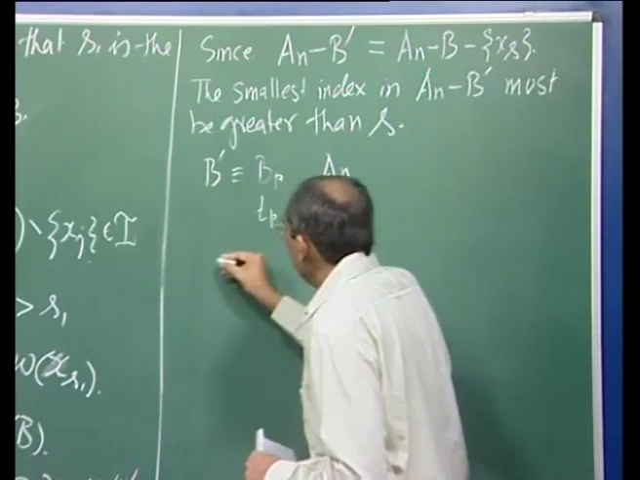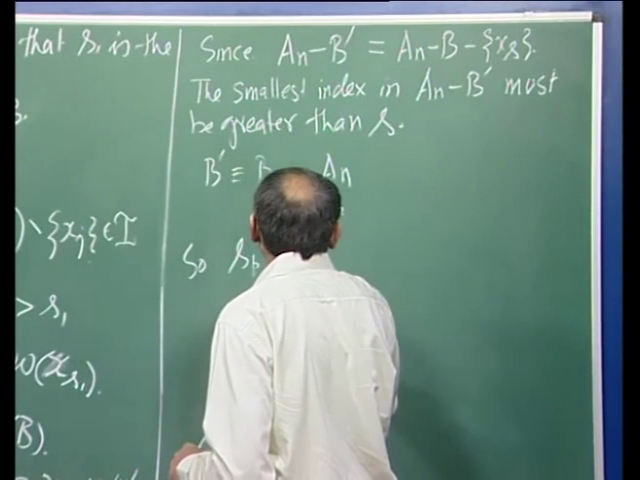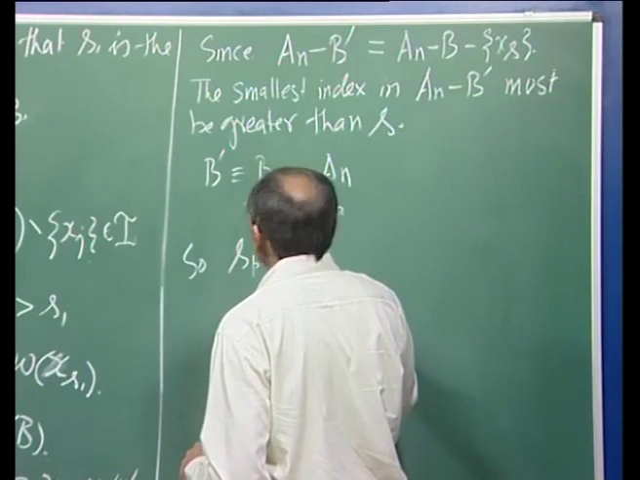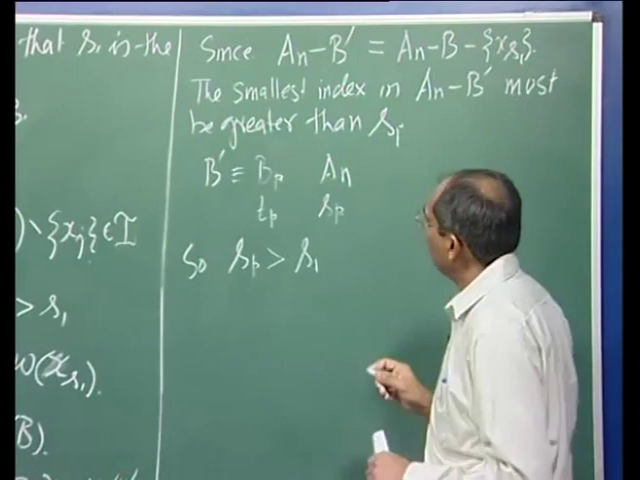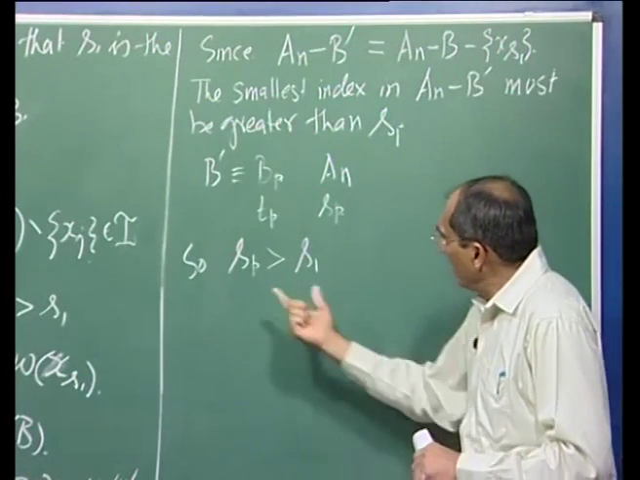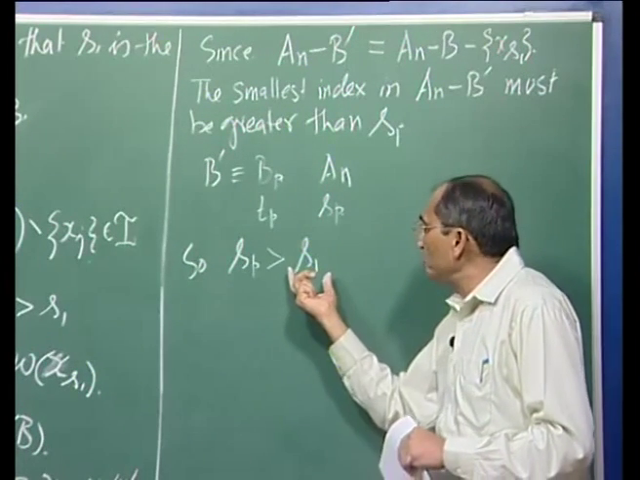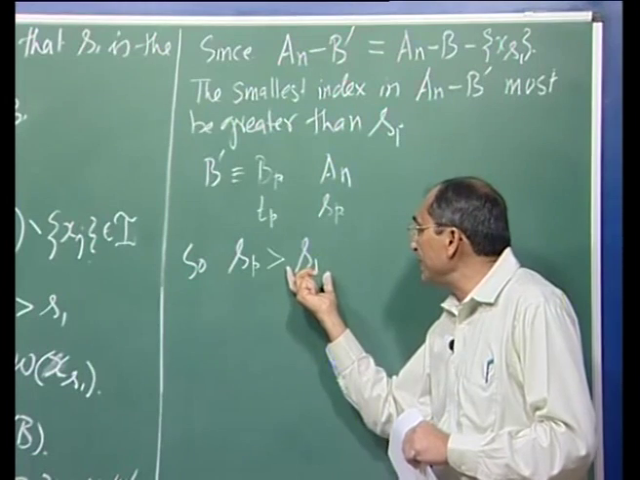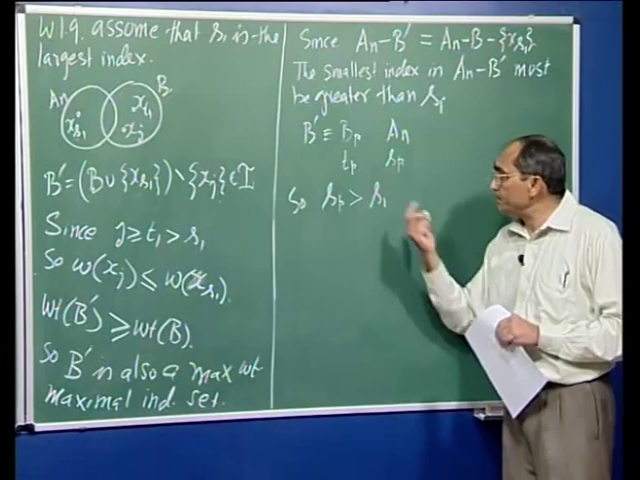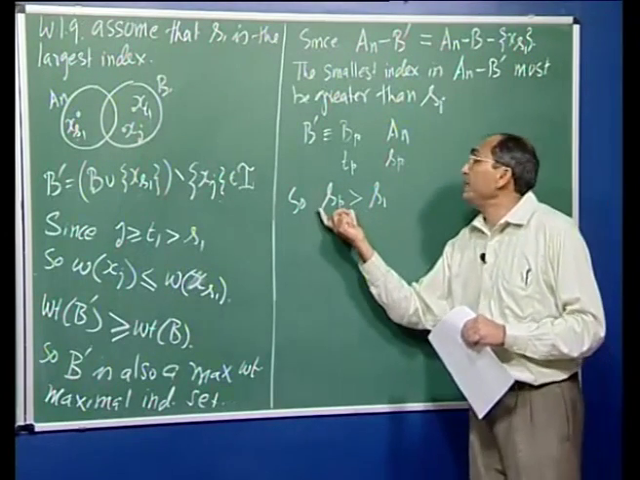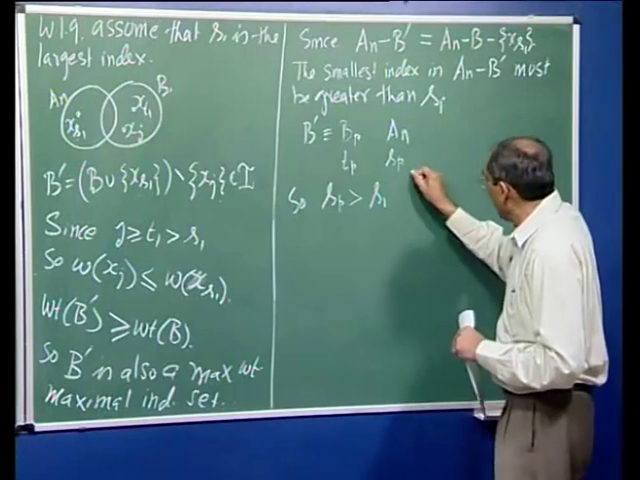So, from this observation we conclude that Sp is strictly larger than S1. We have been saying S1, so I will call it S1. This is larger than this. Now, if you recall, the choice of S1 was based on the fact that this was the largest index in the list of SIs that we had listed there. But we now have a bigger S than S1. So, this is again a contradiction.